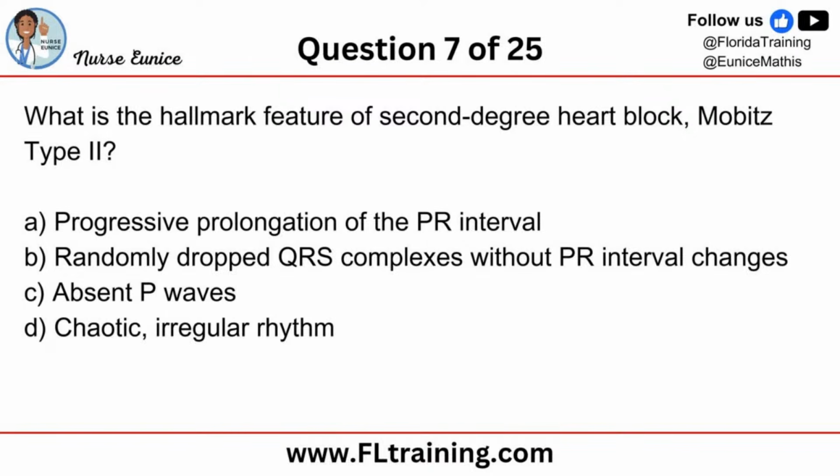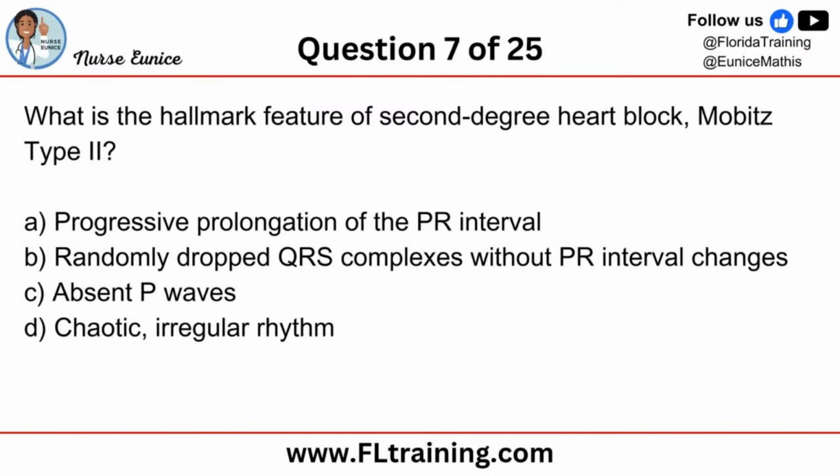Question number 7. What is the hallmark feature of second-degree heart block? An old term was Mobitz type 2. Is it A, progressive prolongation of the PR interval? Is it B, randomly dropped QRS complexes without PR interval changes? Is it C, absent P waves? Or D, chaotic irregular rhythm?